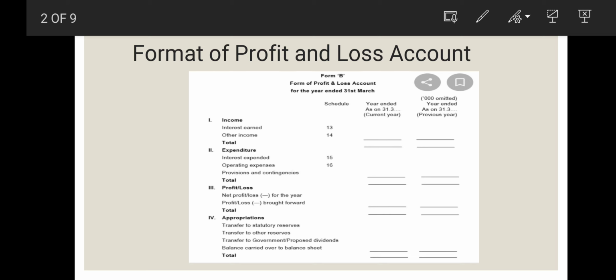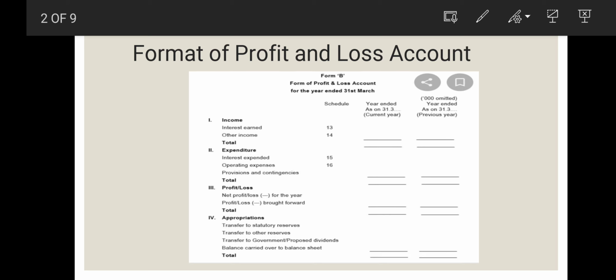Number 2 is the expenditure. The expenditure total we find out with the help of Schedule 15, interest expended, Schedule 16, operating expenses, and provision and contingency. Number 3, we find out the profit and loss, that is, the net profit or loss, total income minus total expenditure. A positive value is considered the net profit; a negative value is the net loss.